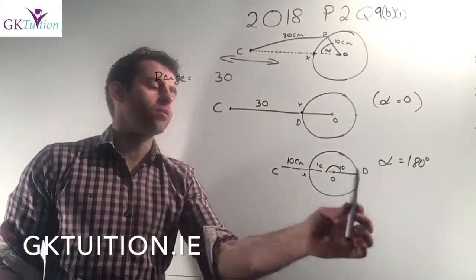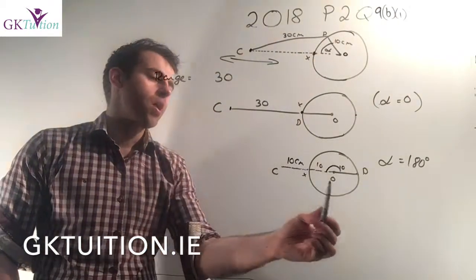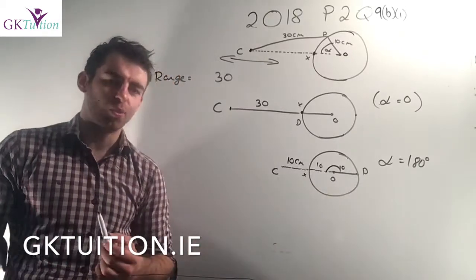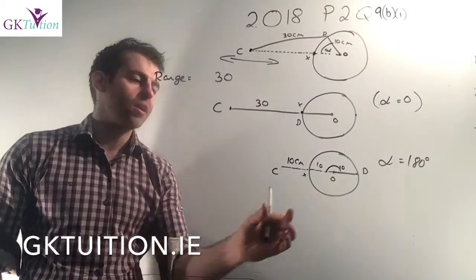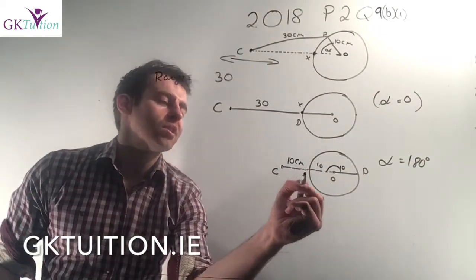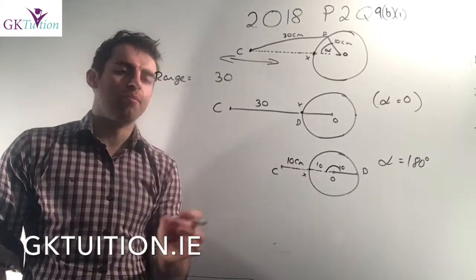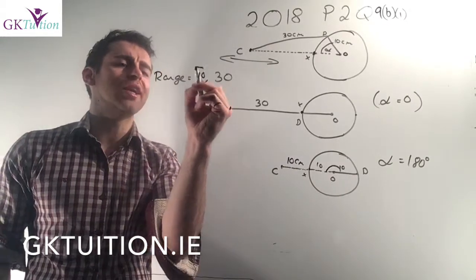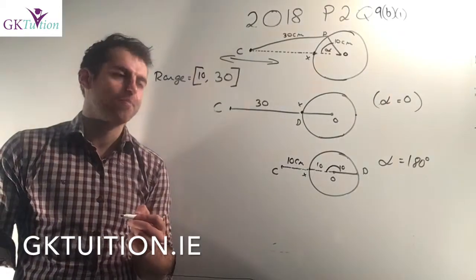I know that the distance from C to D will always be 30 centimeters because it's a metal rod. I know that the radius of the circle is 10, which means the diameter of the circle is 20. If the distance from C to D is always 30, and the diameter of that circle is 20, then clearly the distance from C to the edge of the circle must be 10. So the minimum value that Cx could take is 10. So your range in this case is just from 10 centimeters to 30 centimeters.